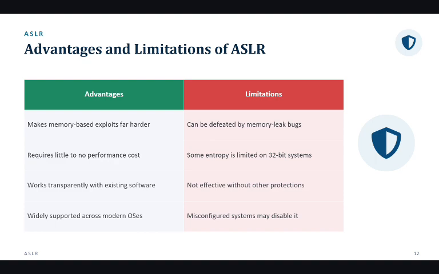Like any other security control, ASLR has trade-offs. On the advantage side, it makes memory-based exploits far harder, costs almost nothing in performance, works transparently with existing software, and is widely supported across modern operating systems. But it isn't perfect. It can be defeated by memory leak vulnerabilities that reveal addresses to the attacker, its entropy is more limited on older 32-bit systems, it isn't effective on its own without other protections, and a misconfigured system can end up disabling it entirely.